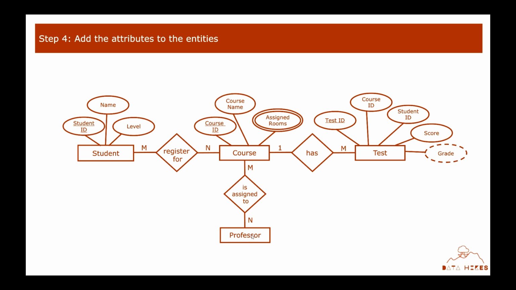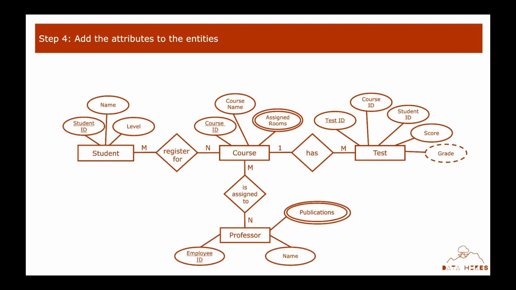Now the last one, professor. What are the attributes associated with the professor entity? Let's just say the simple one would be employee ID. A professor is an employee of the school or university, and they have a particular ID. They also have a name, just like a student, professor would also have a name. And then we have the multi-valued attribute, publications, going with a professor. If a professor has a PhD in some kind of research subject, it is very likely that they have some publications in journals. And this is again a multi-valued attribute because one professor may have multiple publications.